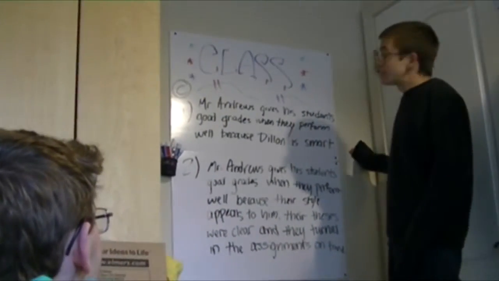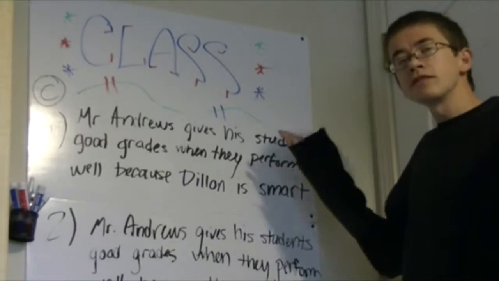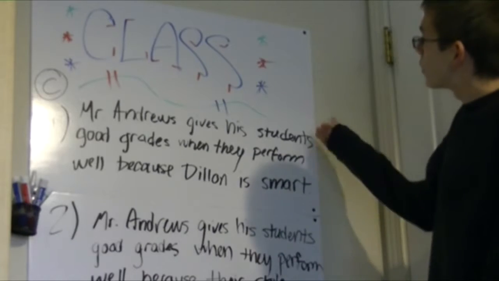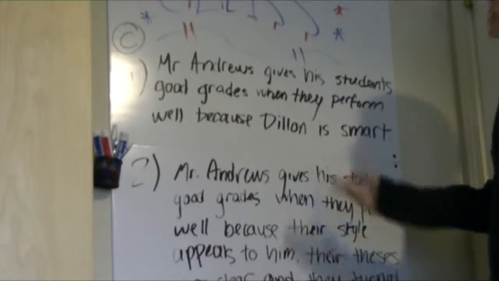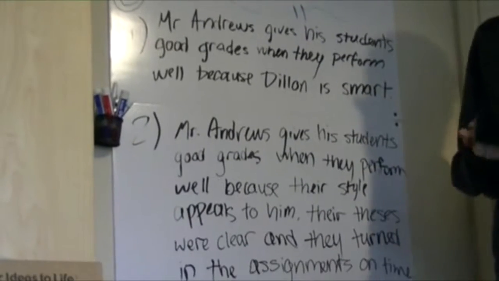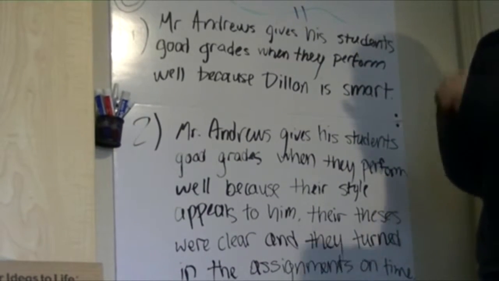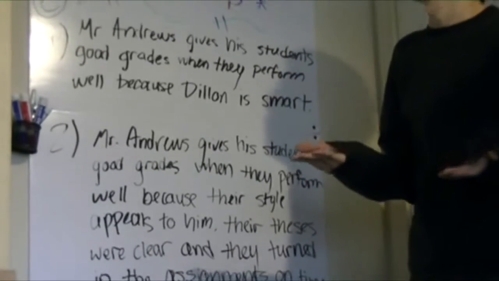C is for clear, and this is how being clear helped me. When you look at the difference between these two statements, what do you see? Well, this first statement, Mr. Andrews gives his students good grades when they perform well because Dillon is smart. This is very uninformative, very unclear, only addresses one of Mr. Andrews' students. That will get you an F on your essay.